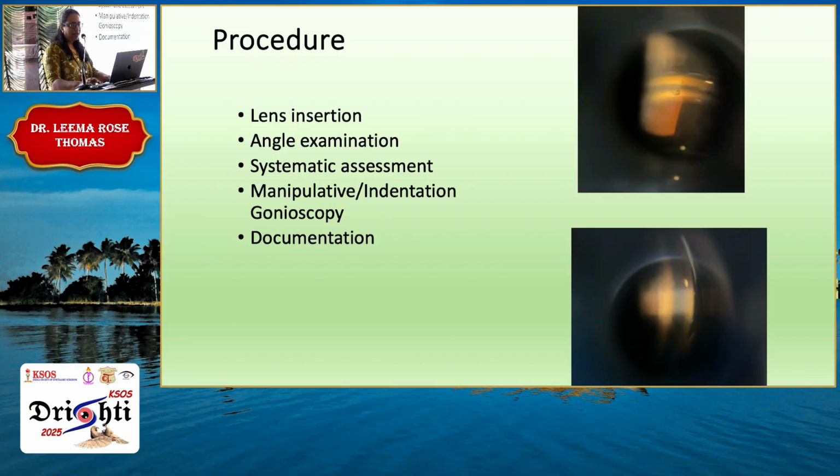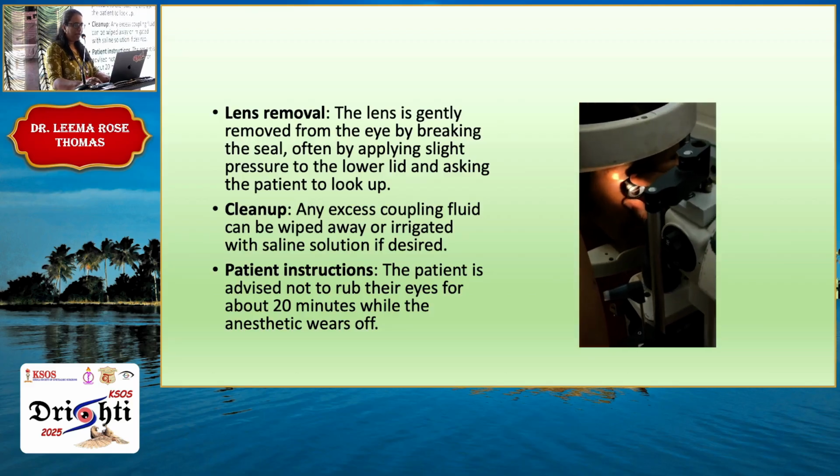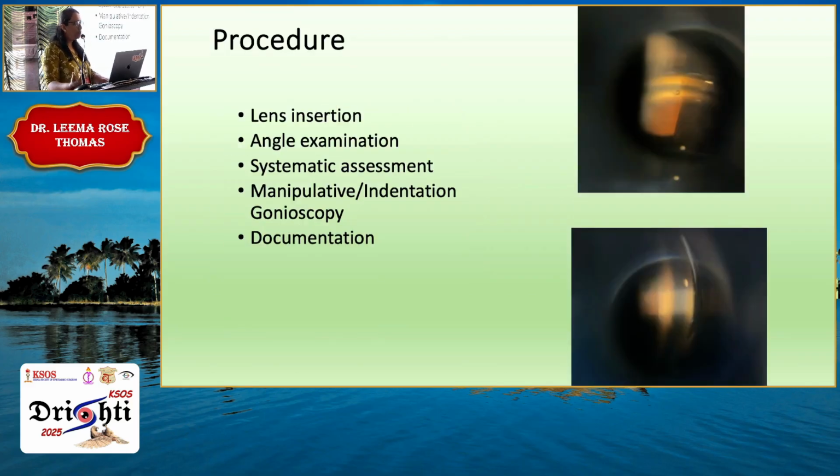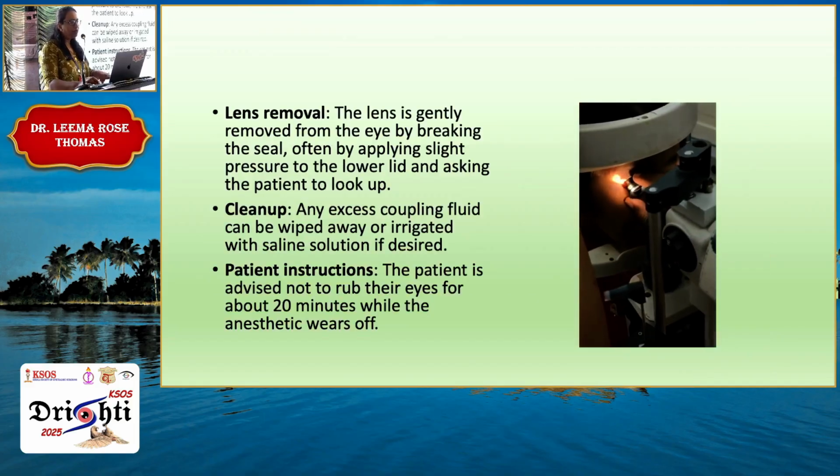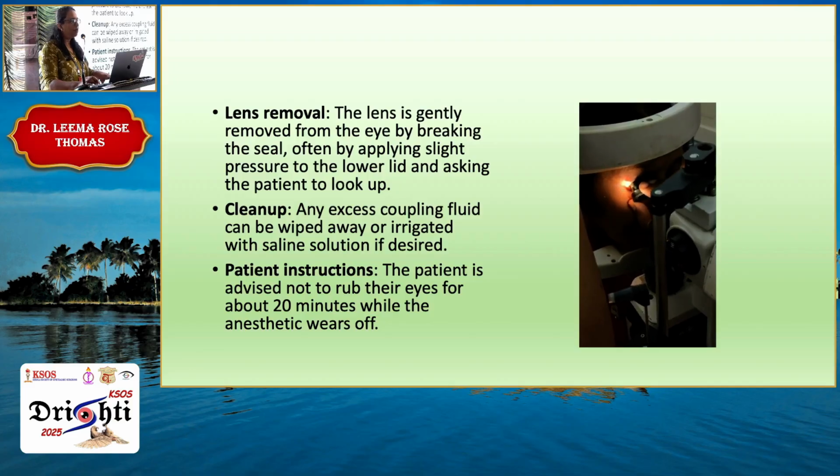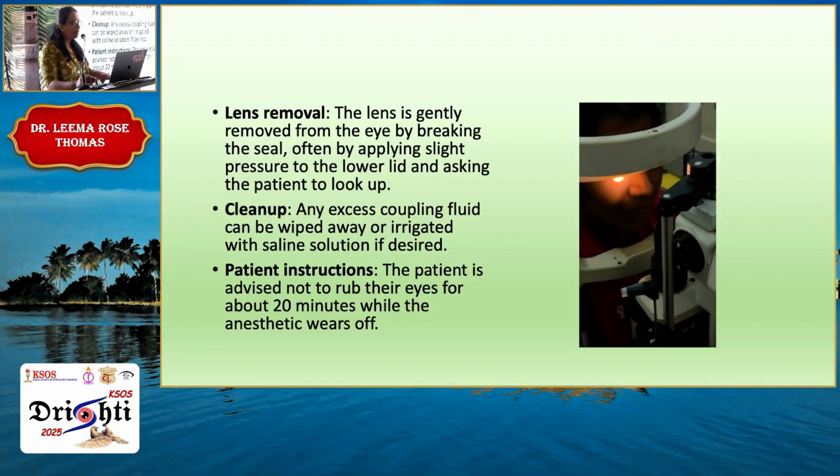So that is done. Now coming to manipulative and indentation gonioscopy, and you have to do the documentation. Lens removal: the lens is gently removed by asking the patient to look down and slightly ask the patient to look up later. Clean up any excess coupling fluid, which can be wiped away or irrigated with saline solution if desired. Patient instruction: the patient is advised not to rub their eyes for about 20 minutes while the anesthetic wears off.